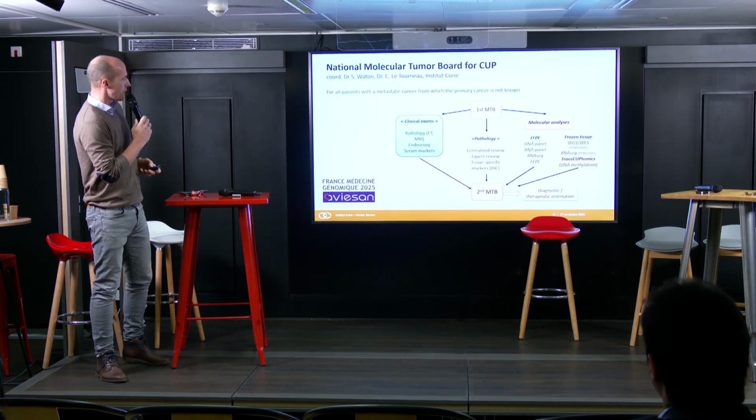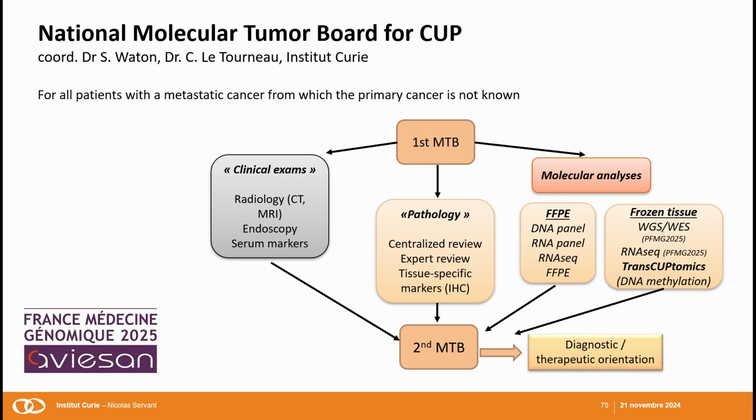So how are we organized in France to treat this kind of patients? You have what we call a molecular tumor board. Let's say that this is a kind of group where you have experts in oncology that will discuss each patient. It's organized in two steps. The first one is where any cancer center in France can propose a new patient, and the oncologists will discuss this case. If they validate that this is a real cancer of unknown primary, or there is suspicion that this is a cancer of unknown primary, the patient enters the France Médecine Génomique plan.